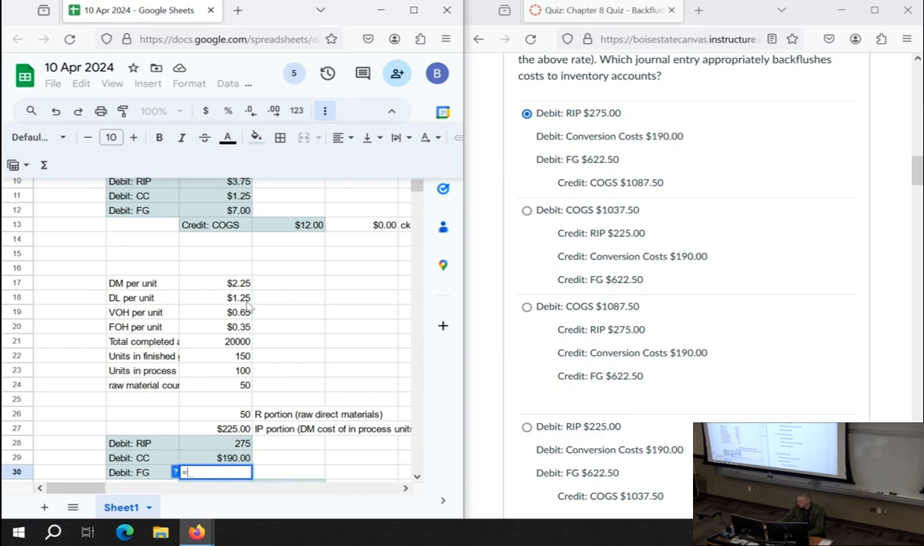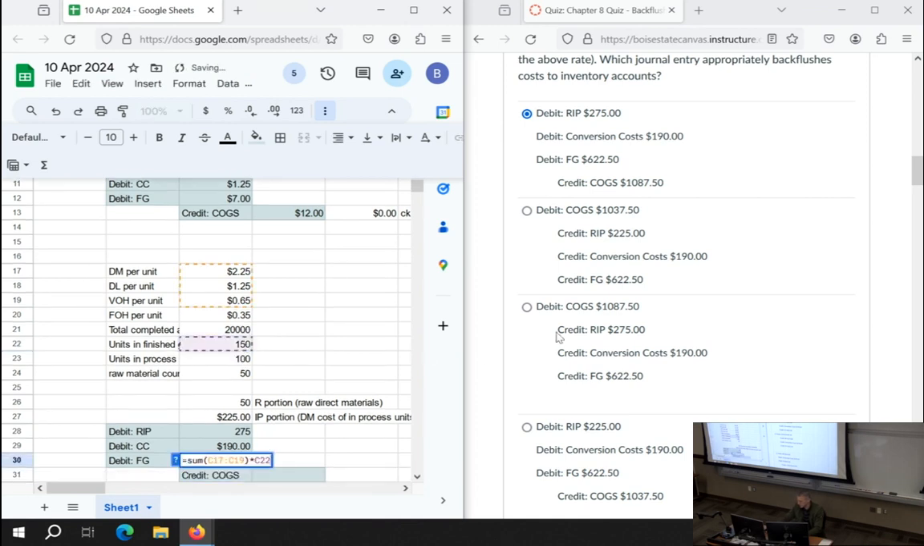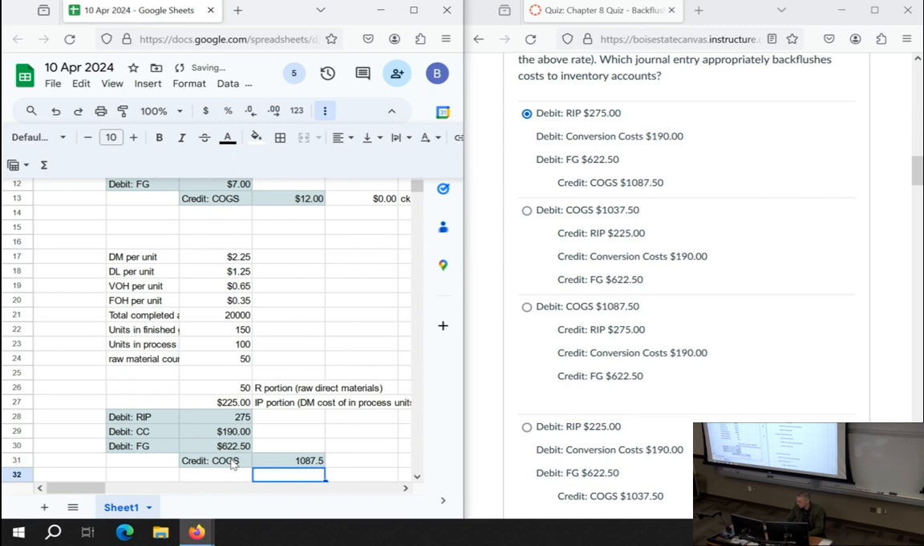And then finished goods is all of the product costs, rates, multiplied by the finished goods units we counted. So we get 622.5 as the right answer for our debit to finished goods. And just as a plug, we can sum those debits to figure out how much we have to credit to cost of goods sold, 1,087.5.